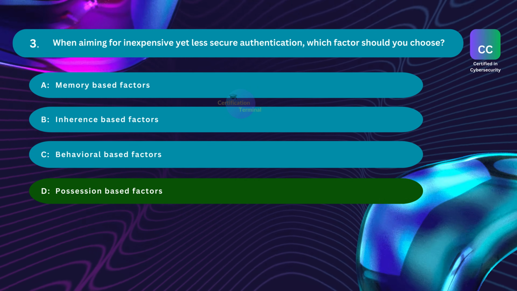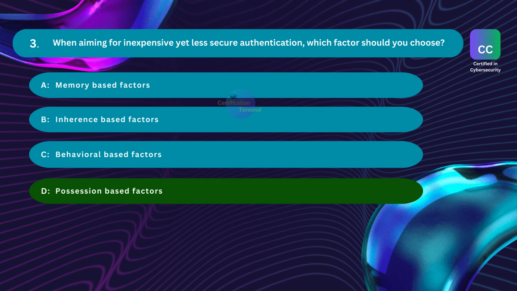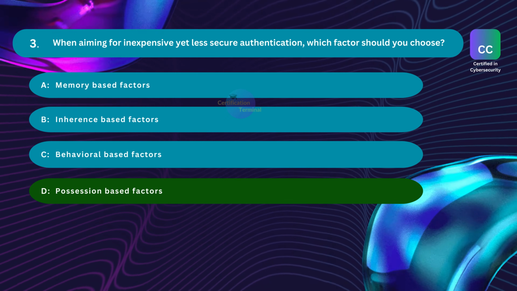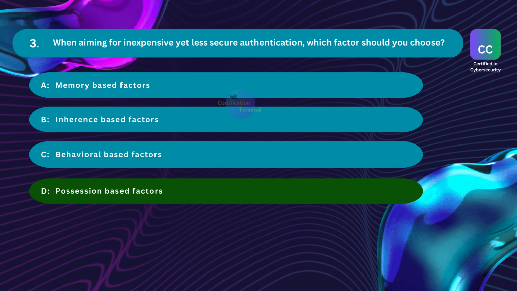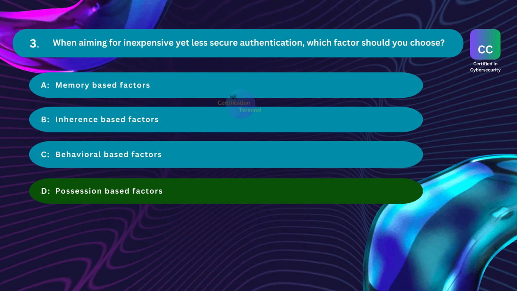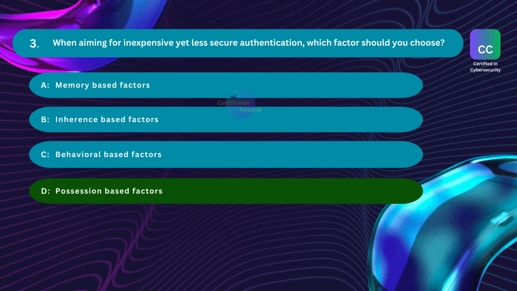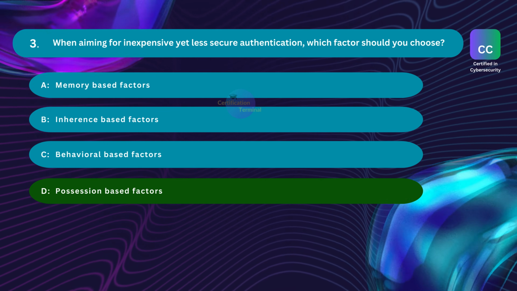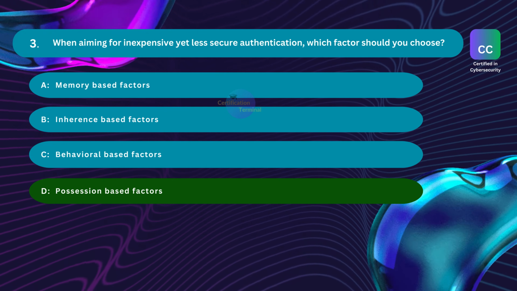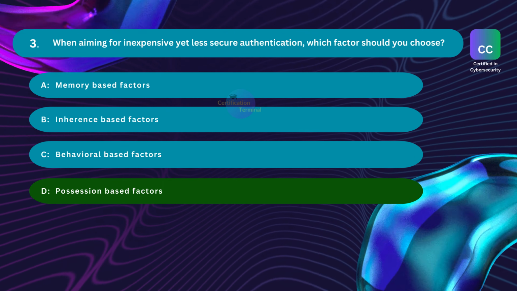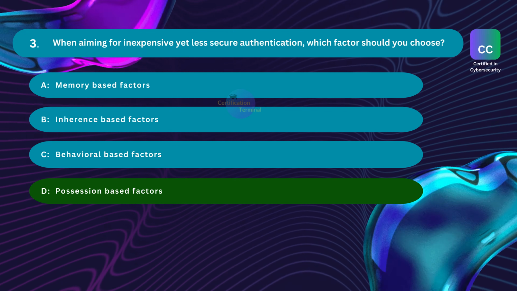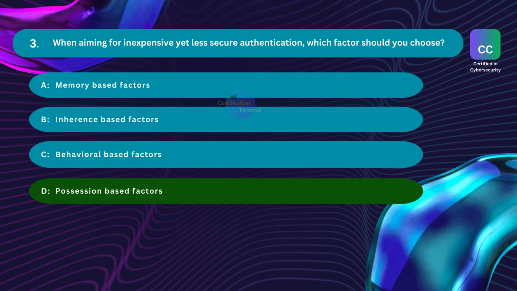Option A, memory-based factors, is incorrect. Authentication factors based on something a user knows fall into this category. Passwords, passphrases, PINs, or security questions are common memory-based factors. They rely on the user's ability to recall specific information that only they should know. Option B, inheritance-based factors, is incorrect.